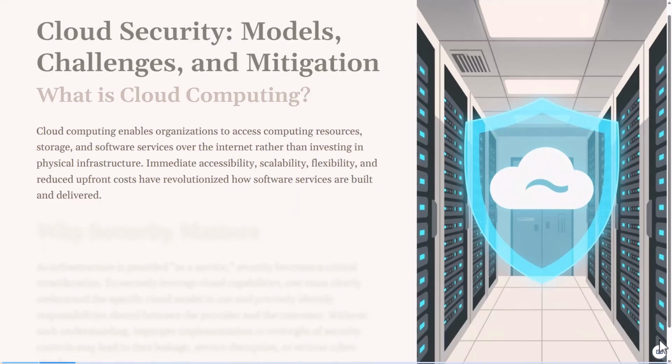Cloud computing means that instead of buying our own hardware, we use computers, storage, and software through the internet. It is very fast to set up, easy to expand, and cheaper at the beginning. Because of these benefits, many companies moved their systems to the cloud.